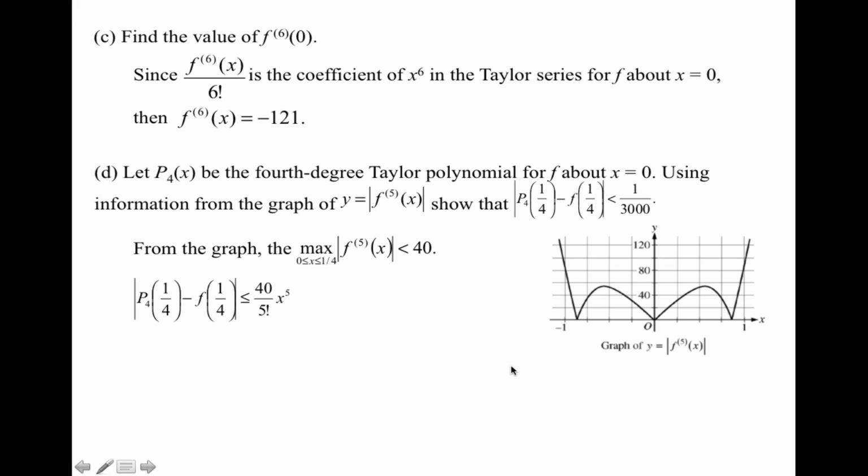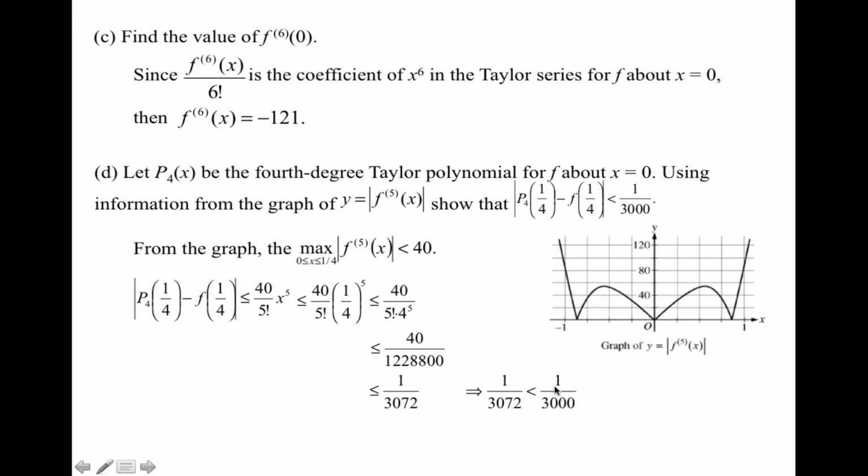So therefore, I can say that the error has to be less than or equal to 40 over 5 factorial times x to the 5th. And since I'm looking at between 0 and 1/4, you can see that the maximum is going to occur at the 1/4, since this is increasing. And then if I evaluate that and keep evaluating, I would get the following. And this is less than 1 over 3,000. So I have just shown that the error is less than 1 over 3,000.